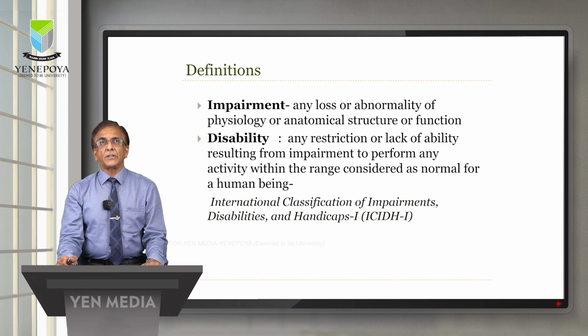Some of the definitions and some of the terminology used in special dentistry are: impairment is a loss or abnormality of physiology or anatomical structure or functions. Disability is any restriction or lack of ability resulting from impairment to perform any activity within the range considered normal for a human being.